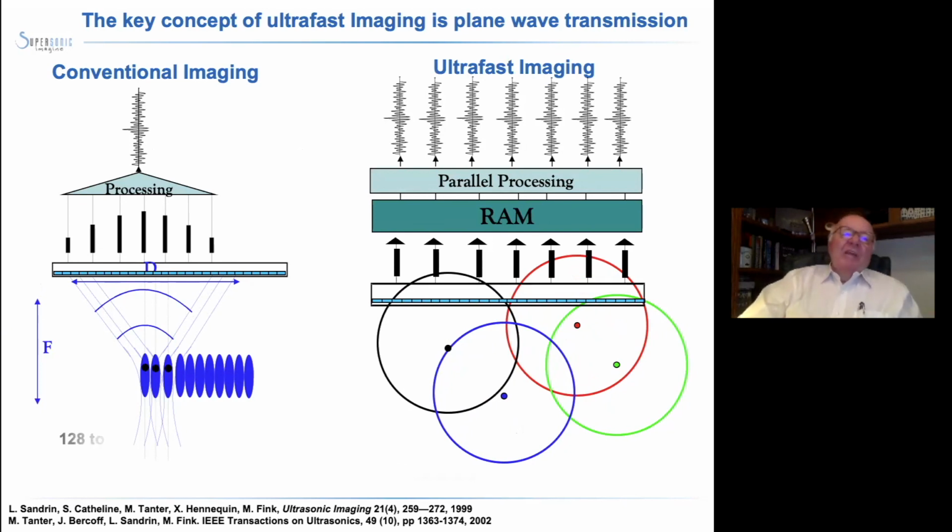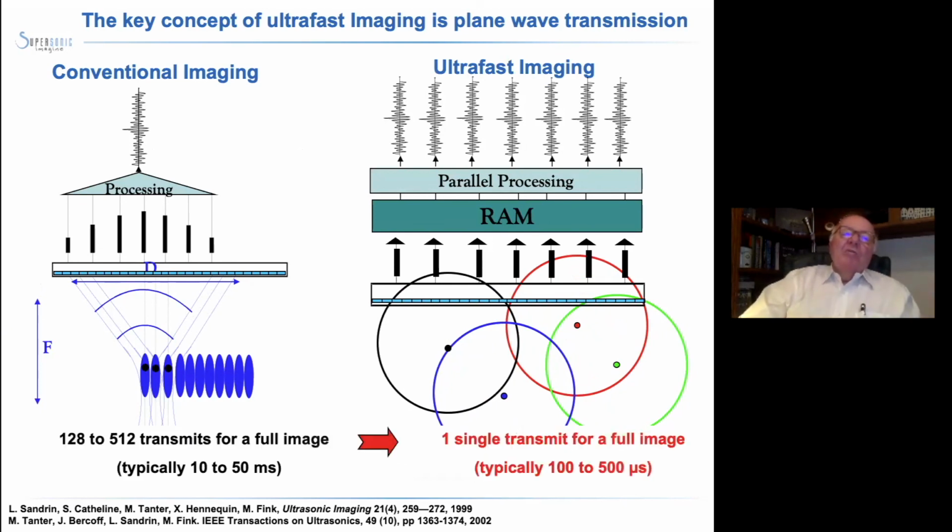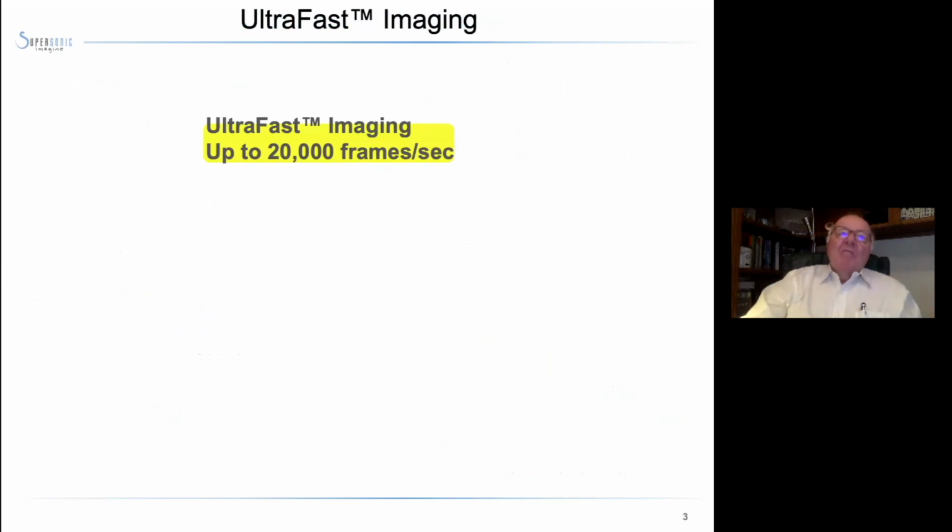As you can see on the left, one needs 128 to 512 transmits to get a full image, while on the right, a single transmit enables you to build a full image, therefore much faster. And as a matter of fact, in our situation, we can acquire the data up to 20,000 frames per second.